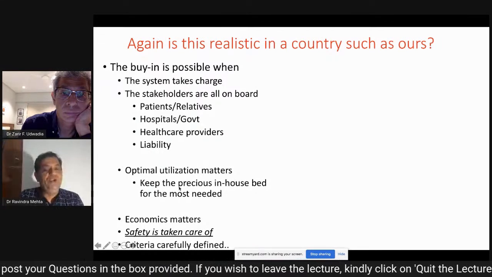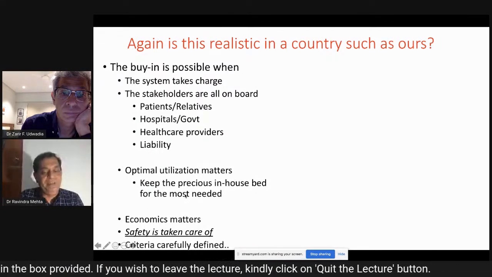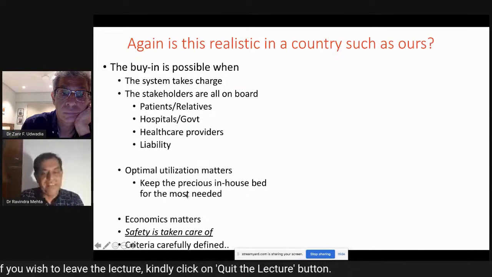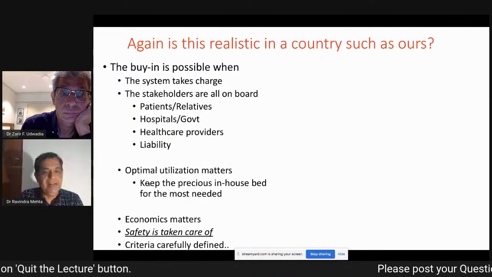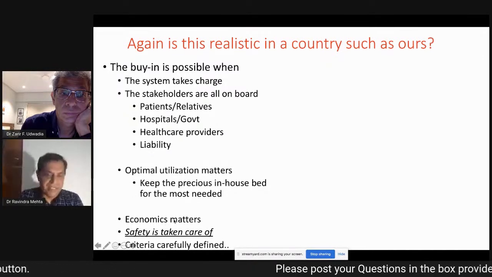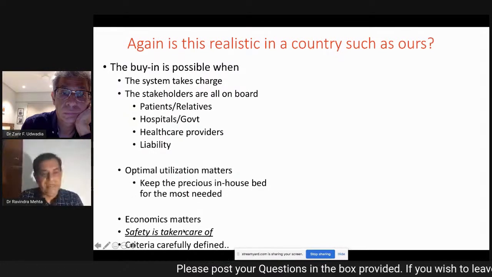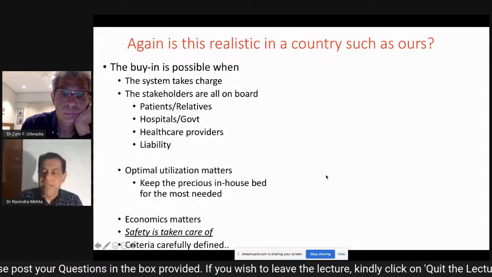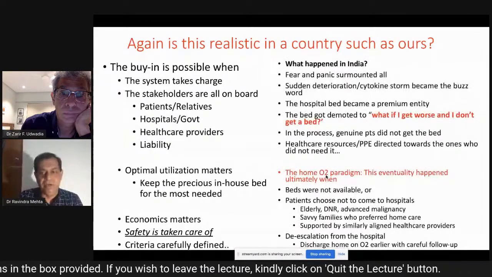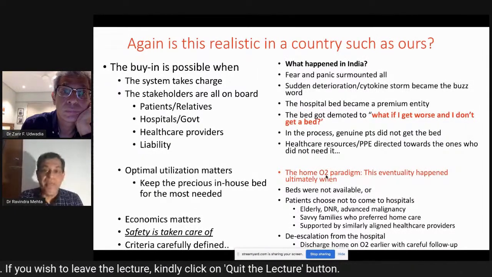But clearly, you understand that the need came from the fact that people were dying on the streets despite having resources, because the hospital bed was not there. And of course, economics matters, which is important, but not the main thing. But if you don't give people a sense of safety and don't define the criteria and don't make them feel that they can be cared for, this is never going to work. So what actually happened in our country?